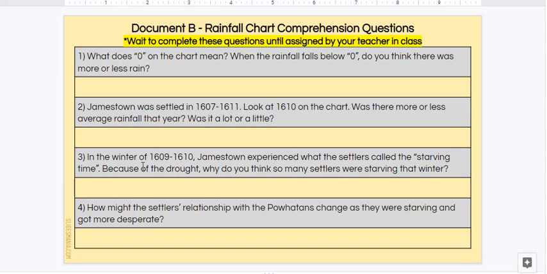In the winter of 1609 through 1610, Jamestown experienced what the settlers called the starving time. Because of the drought, why do you think so many settlers were starving that winter? How might settlers' relationship with Powhatans change as they were starving and got more desperate?